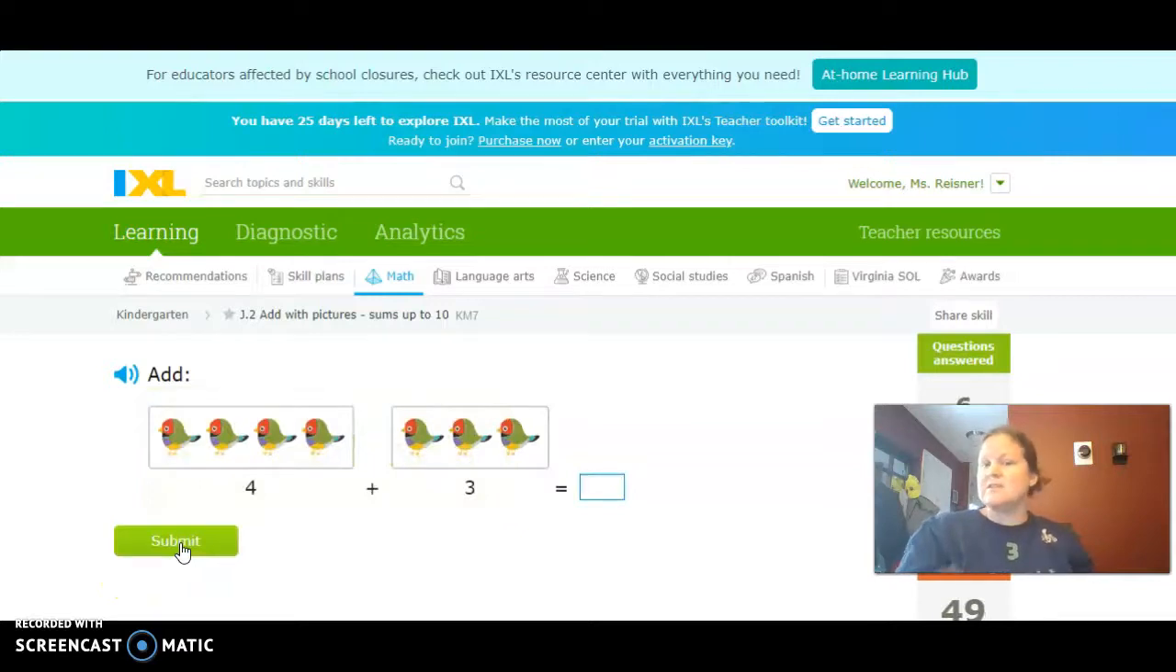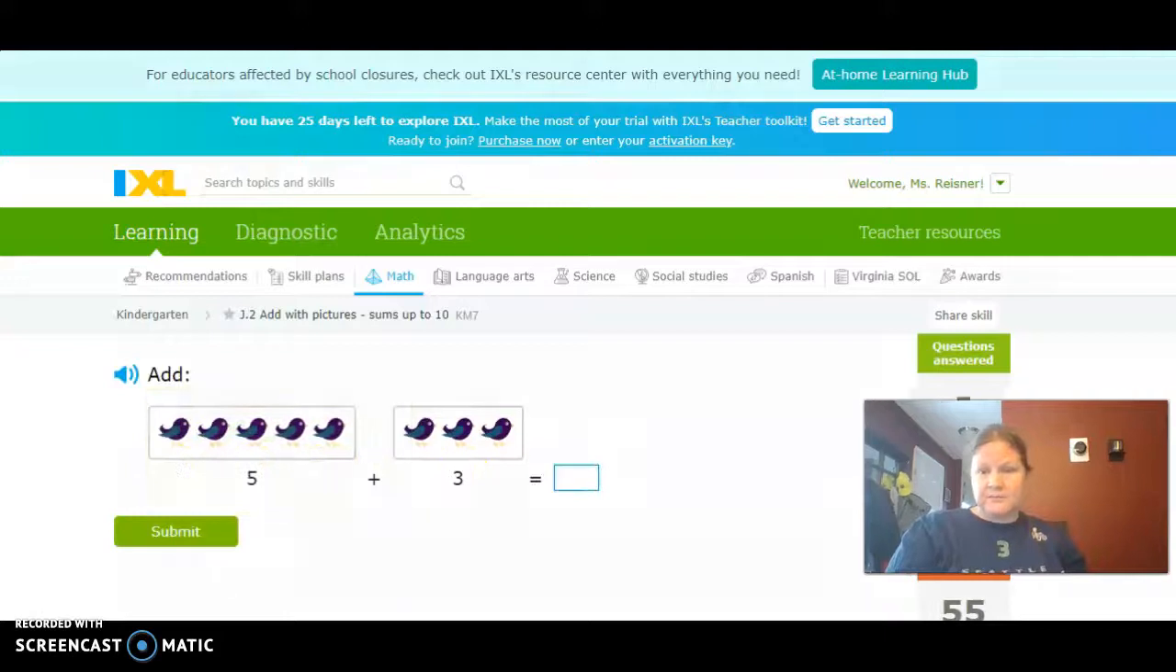Ooh, this is the same problem. They just flip-flop the numbers. Instead of 3 plus 4, it's 4 plus 3. So what's going to be our answer? It's 7 again. It's the same thing. When you're doing addition, you can switch these 2 numbers around and you're still going to always get the same answer. Good work today.